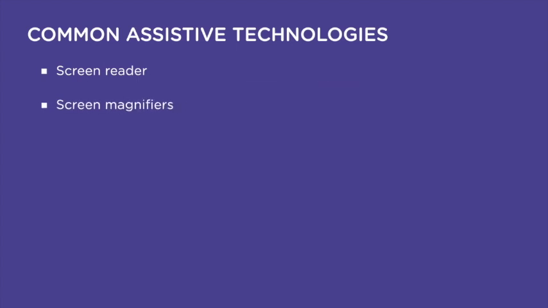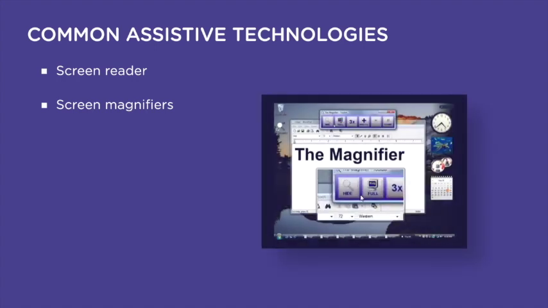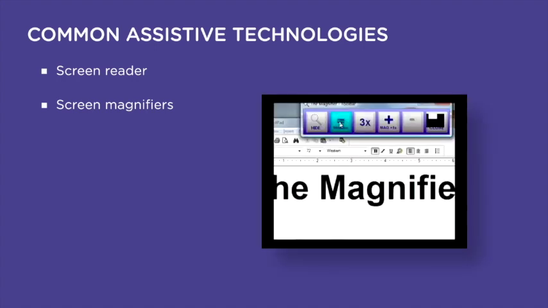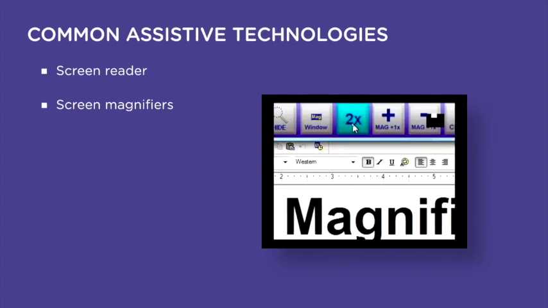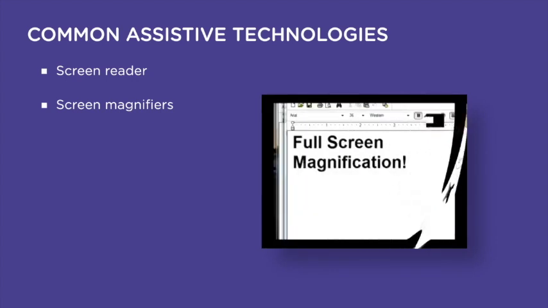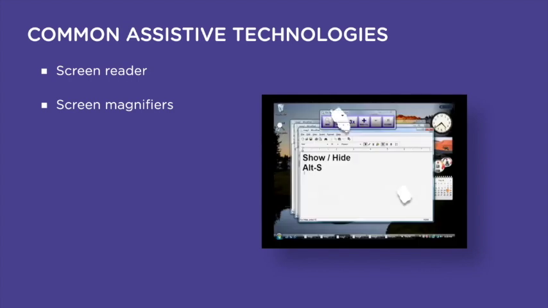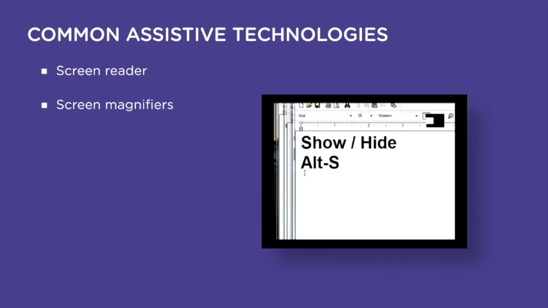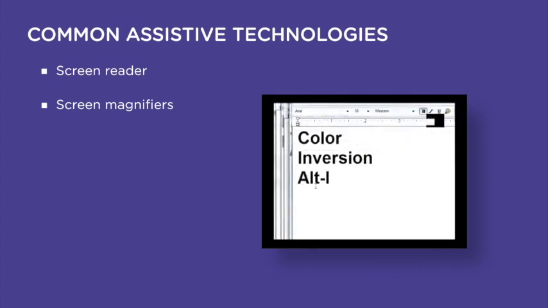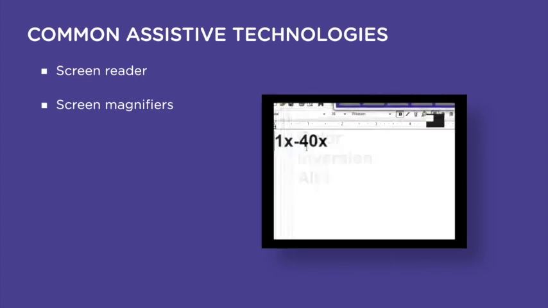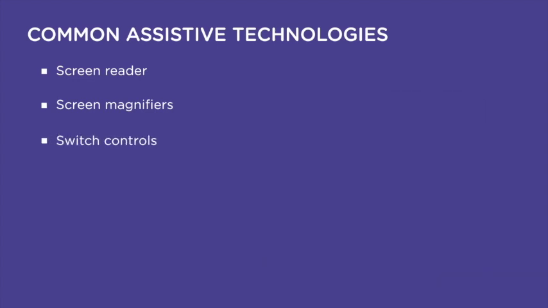Screen magnifiers, used to enlarge content for users with sight impairments. Switch controls, which allow users with motor impairments to control your site without the use of a touchscreen, mouse, or keyboard.